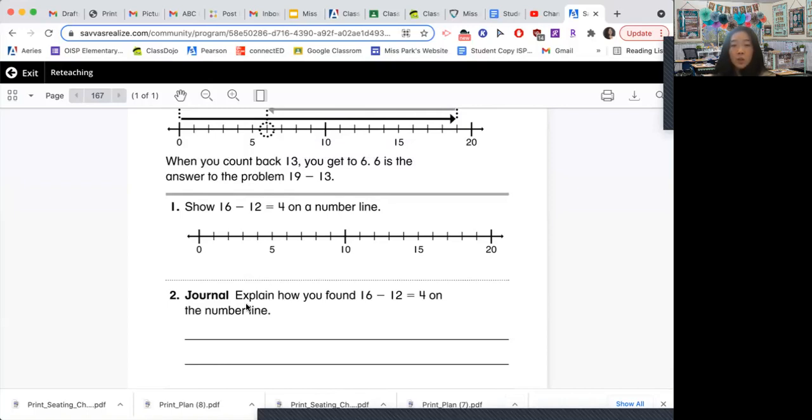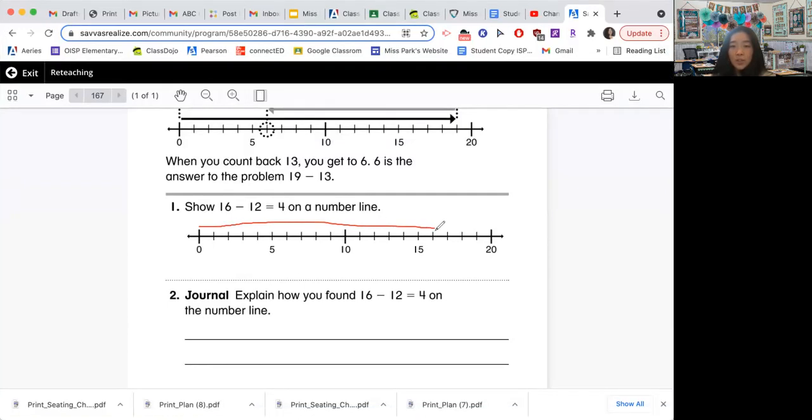Okay. So show 16 minus 12 equals 4 on a number line. So first, what you need to do is you need to get all the way to 16. So we know this is 15. So the next number is 16. So here's 16 right here. This is 16, right? Now we need to go backwards. We need to go backwards to get back to 4. So I'm going to say, okay, you need to go back 12 spaces. Ready? 1, 2, 3, 4, 5, 6, 7, 8, 9, 10, 11, 12.